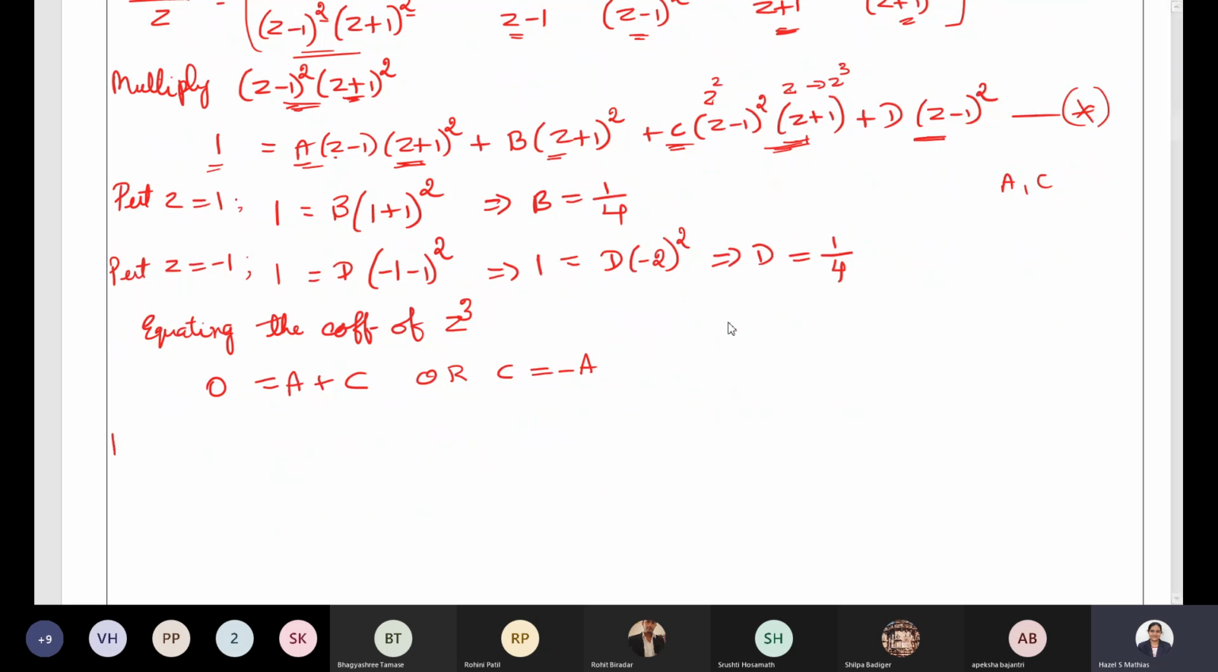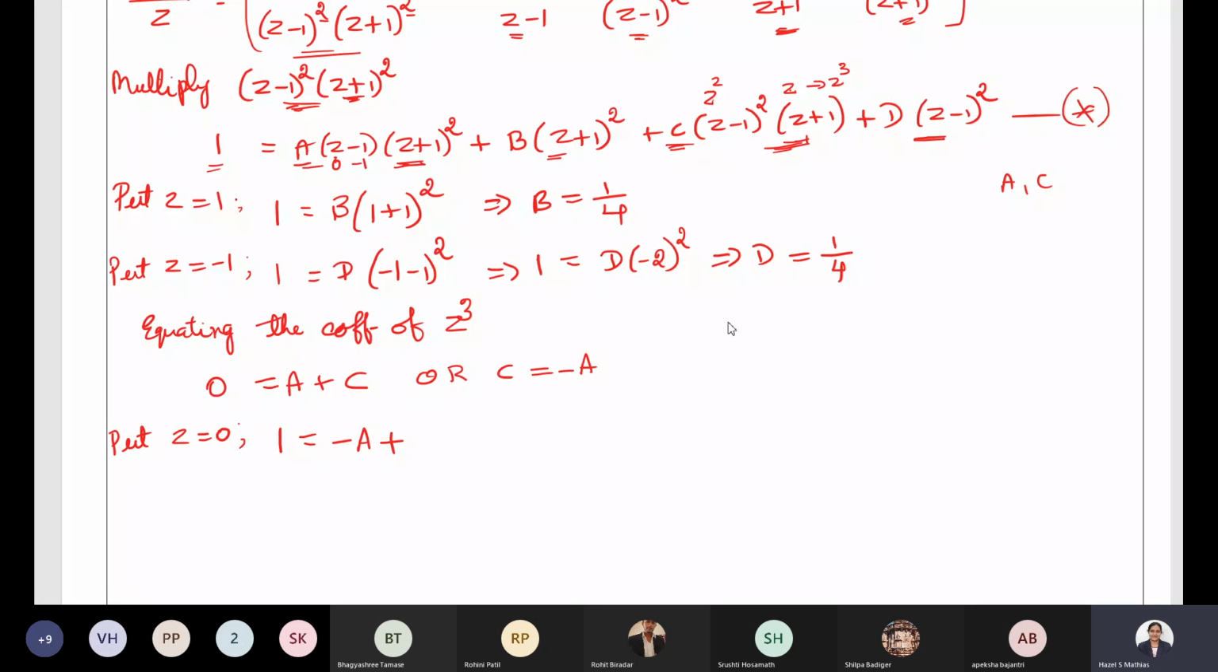Next step what we do is we shall put z equal to 0 in the entire expression, that is star. If you put z equal to 0, what do we get? Left hand side remains as it is, 1 equal to, if you put z equal to 0, 0 minus 1 is minus 1 and here we get minus a. Am I correct? You put z equal to 0, 0 minus 1 is minus 1, here it is 1. So minus 1 into a, it is minus a.